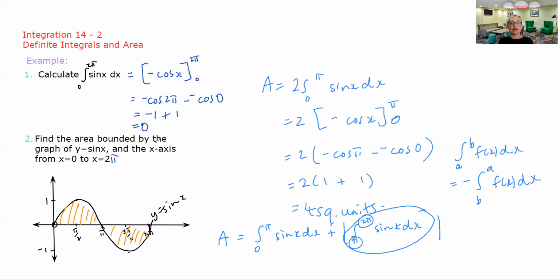For example, here we came up with 0 because they were both the same areas, but one was positive and one was negative. So if you need to actually calculate the area, you'll need to get a sketch, and you'll need to, obviously any bit that's below, you'll need to take the absolute value of that.